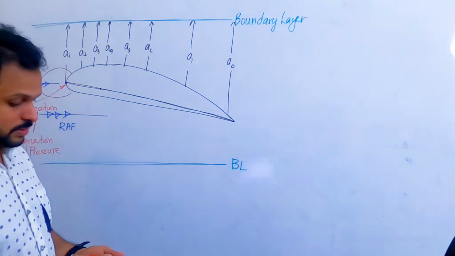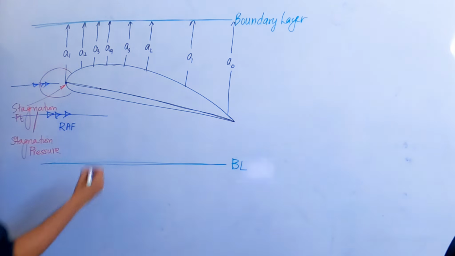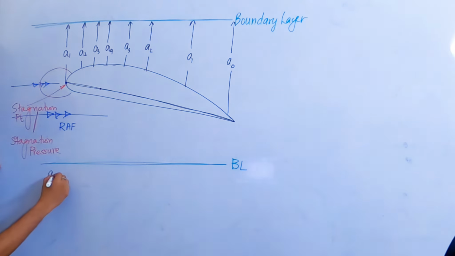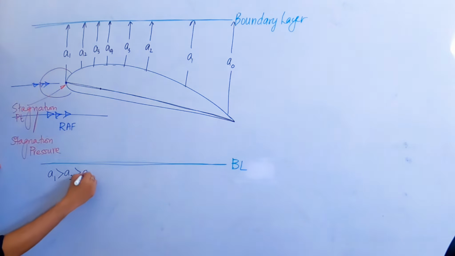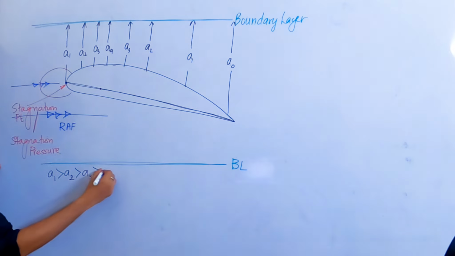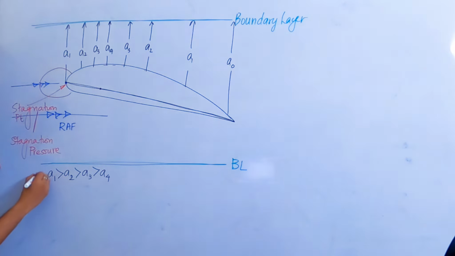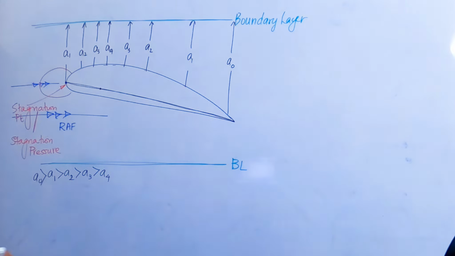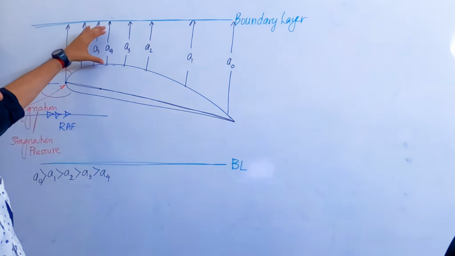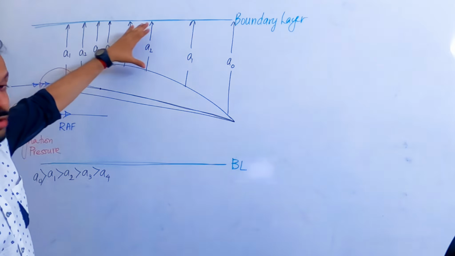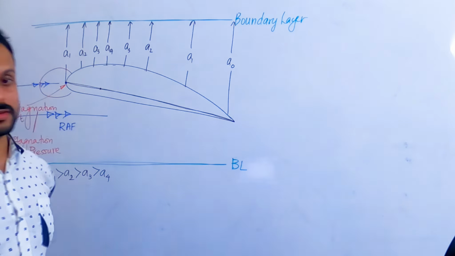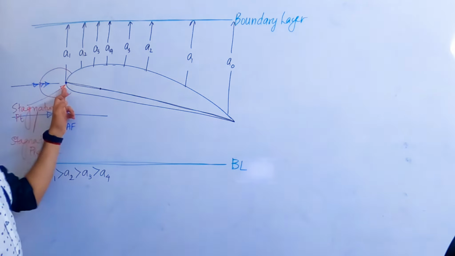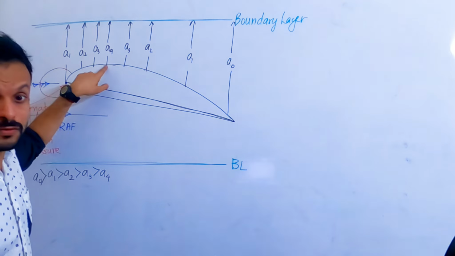What can you say about the area of cross sections here? A1 is greater than A3, A2 greater than A3, greater than A4, and the highest one is A0. Now, if you look at this, the area of cross section is decreasing to a lowest point, and then what happens to the area of cross section? It increases. Now let's look from the stagnation point up to the point where the area of cross section is the least.